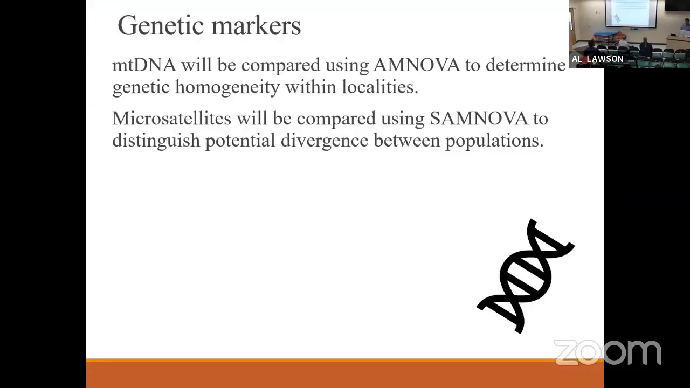With those microsatellites, we'd be using SAMOVA to distinguish potential divergence between populations. And then we'll also be using the mitochondrial DNA to assess the homogeneity within localities. So in one area, we'll be seeing how similar they are with each other, and then we'll be using the microsatellites to determine how far apart they are from other localities.